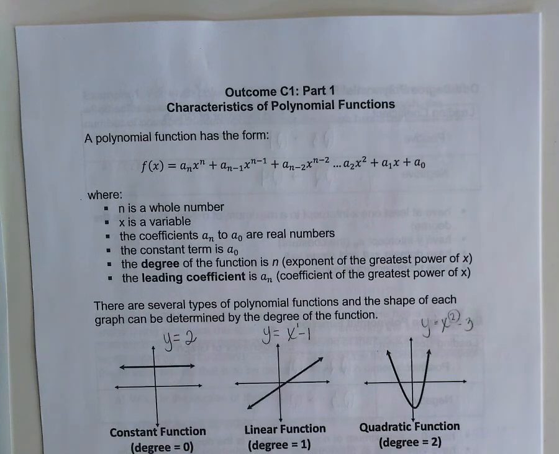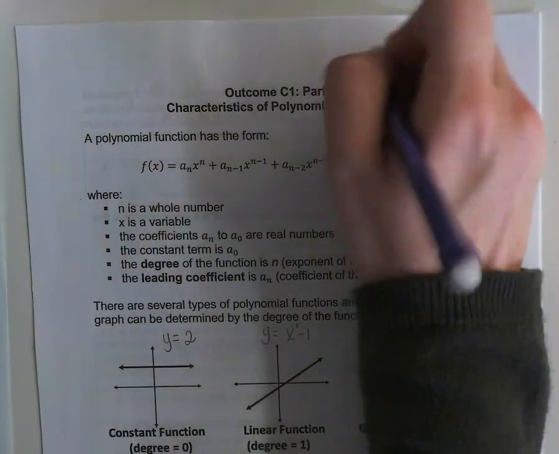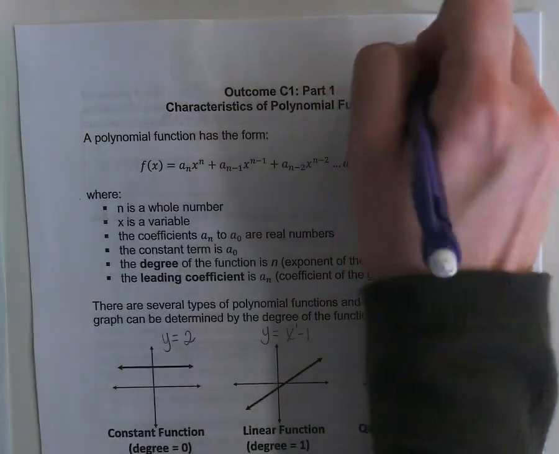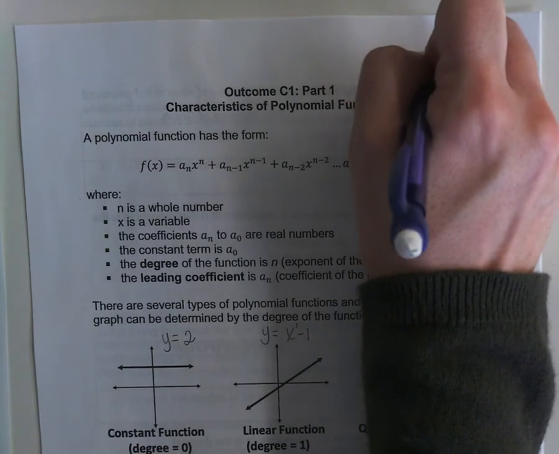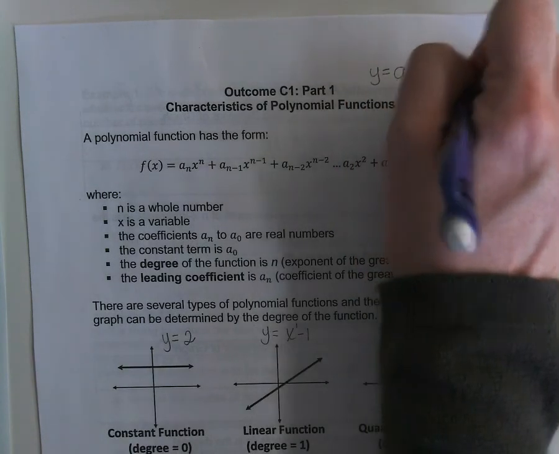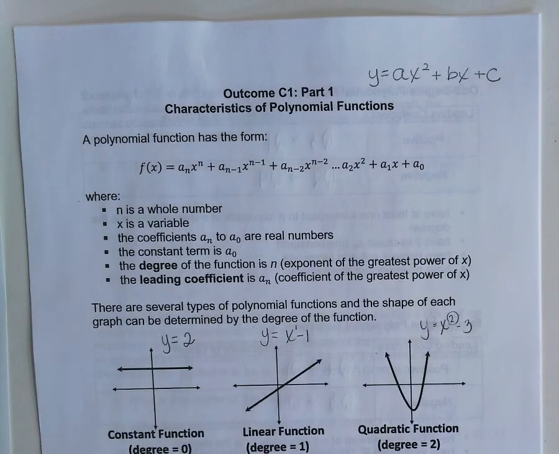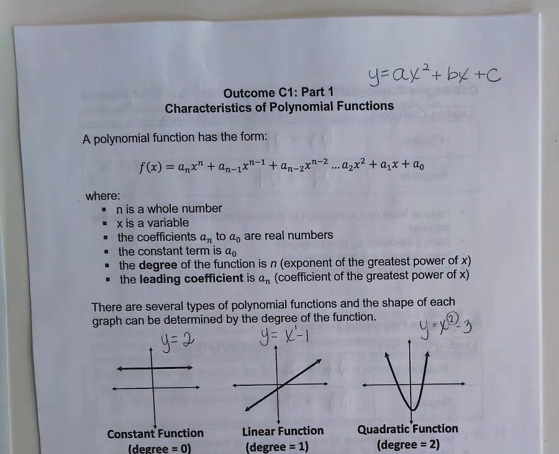You guys have already seen polynomial functions that have a degree of 2 quite often. This is something like this. This is a polynomial function of degree 2. All that we're going to do now is increase the degree of these functions, and we're going to work with cubic functions, quartic functions, and a few quintic functions. So that's degree 3, 4, and 5.